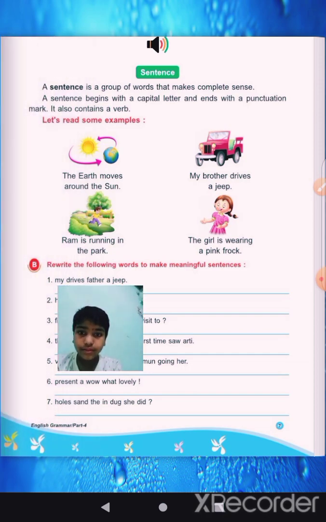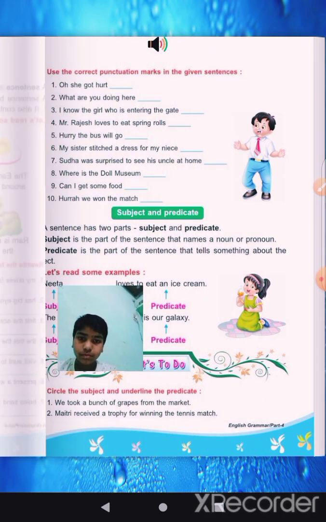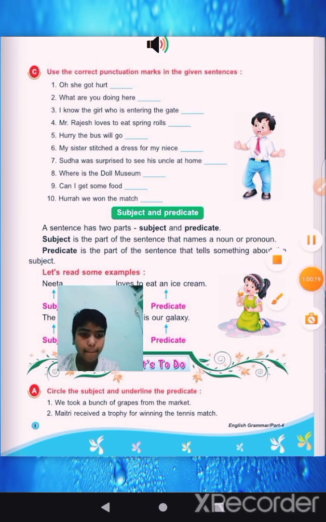Sentence. A sentence is a group of words that makes complete sense. A sentence begins with a capital letter and ends with a punctuation mark. It also contains a verb. Subject and predicate. A sentence has 2 parts, subject and predicate.